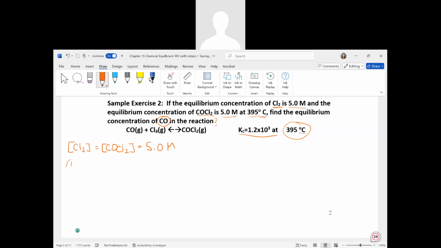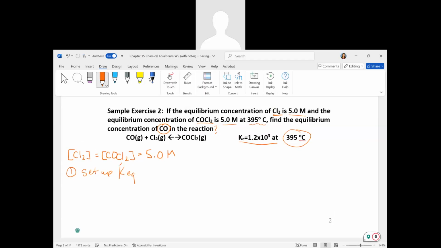So in step 1 here, first we're going to set up our Keq expression, our equilibrium expression. And that would look something like this, where we have K equal to the concentration of our products, so that would be COCl2, over our reactants. And if these had stoichiometric coefficients, we would make sure to indicate them. But all these reagents, reactants, and products, they all have a coefficient of 1. So this will be our equilibrium expression here.